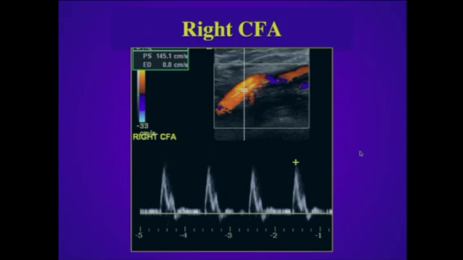Ultrasound is very valuable to further explore and characterize this lesion. Here in the same patient, we have a sample from the right common femoral artery, which has a normal waveform shape and a slightly elevated velocity of 145 centimeters per second. We'll use color Doppler here to sweep down the femoral artery, looking for areas of stenosis or occlusion.